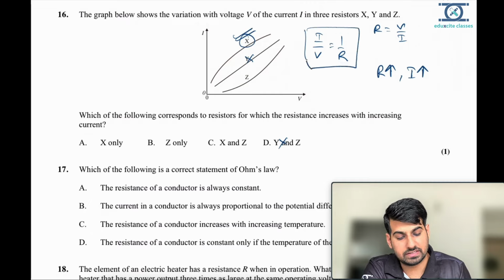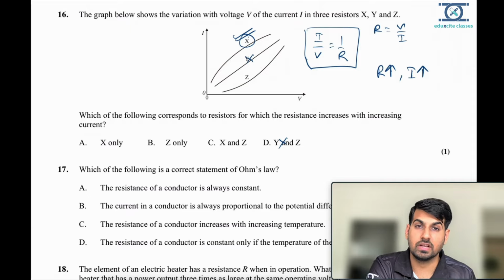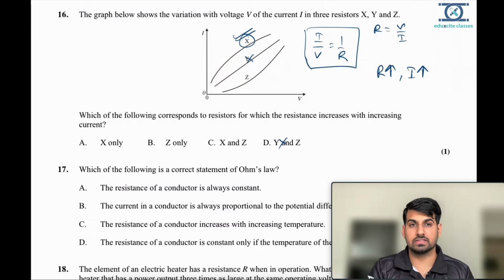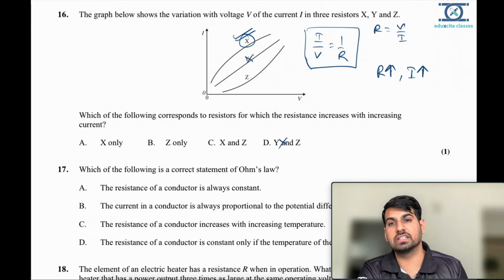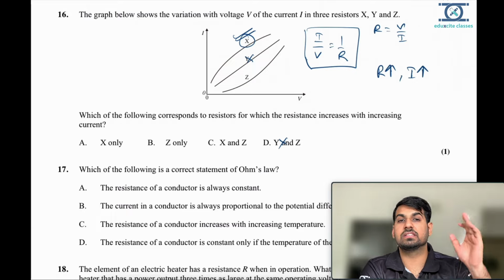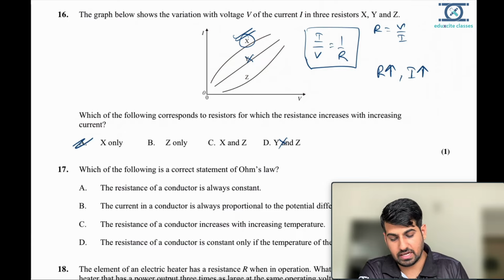Try to analyze this equation. I by V will be 1 by R, because R is V by I. So it is the reciprocal. So the gradient is the reciprocal of resistance. If the gradient is decreasing, then the resistance will increase. So the resistance will increase with increasing current for only X. Whereas for Z, resistance is decreasing with increase in current. Okay. So option A is the right answer.